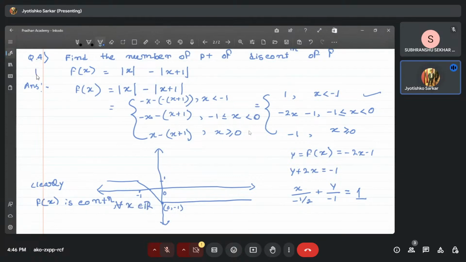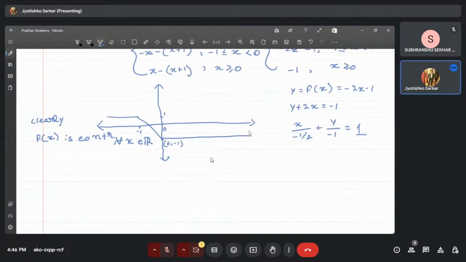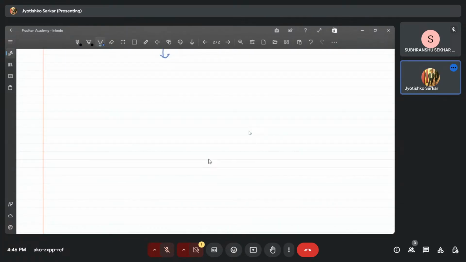So this problem is quite important for your boards and also for the competitive exam, because this kind of function needs a little bit of intelligence, because so many students will do it using the computational method that will take a long time. So you can solve it graphically. Now we will move to question number 5.